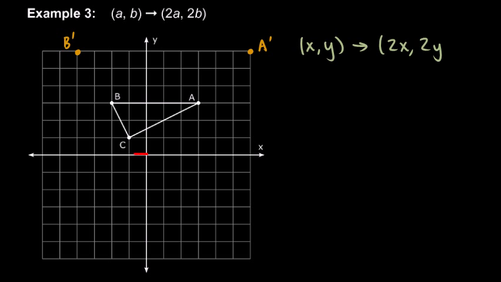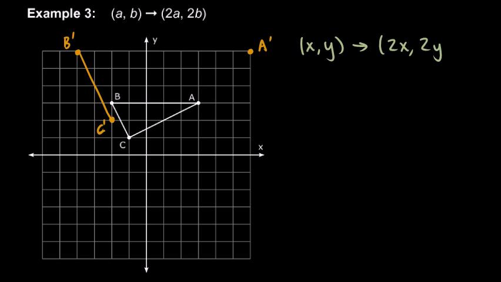And point C, this one's easy. It's at negative 1, positive 1. So that changes to negative 2, positive 2. So point C primed is right there. And once again, we get a new triangle. And I'll sketch this in.